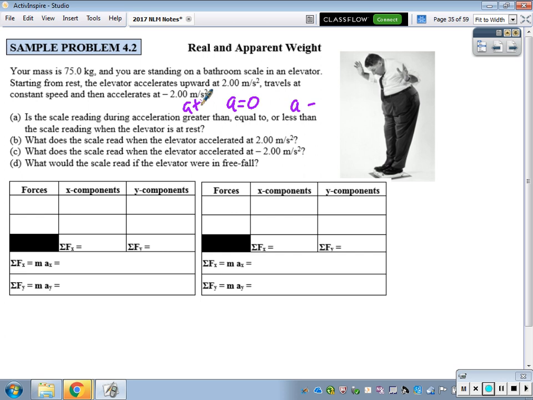No. Okay? So it would read what your weight would be. As you are traveling at a constant speed, what is your acceleration? 0. The way that this scale would read, and I want to make sure you know this, is going to be exactly the same whether it is at rest or whether it's traveling at a constant speed. It is only in the moment of acceleration it would read something differently.